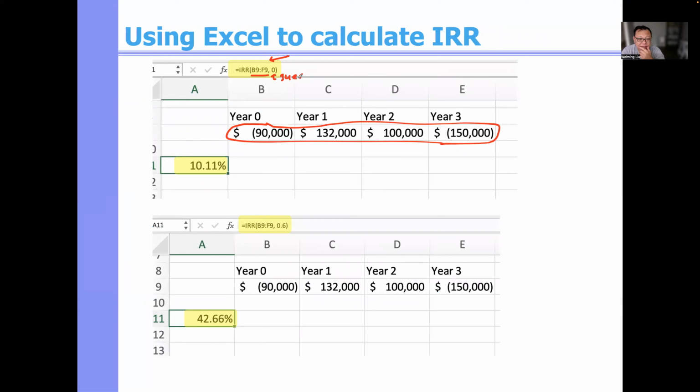The guess represents your estimate of what the return is probably going to be, right? So I put a 0 and it returned a value of 10.11%. But when I make this reference value 0.6, then it returns another value, 42.66%. So that's very interesting, right? But how does this happen? I'm going to explain.